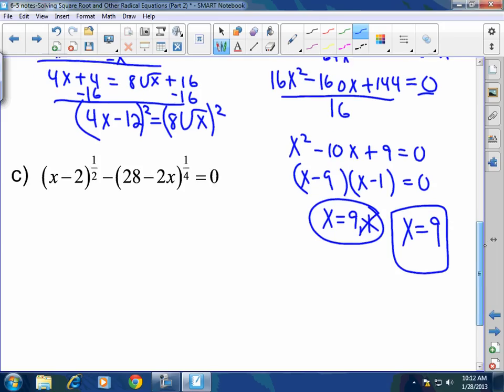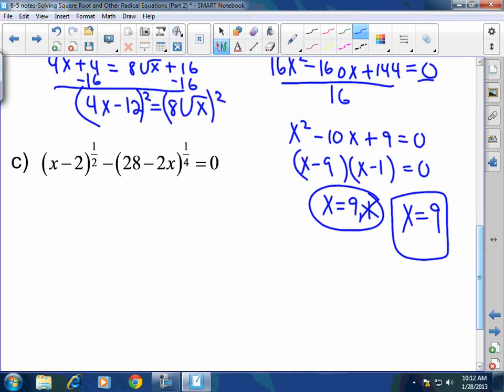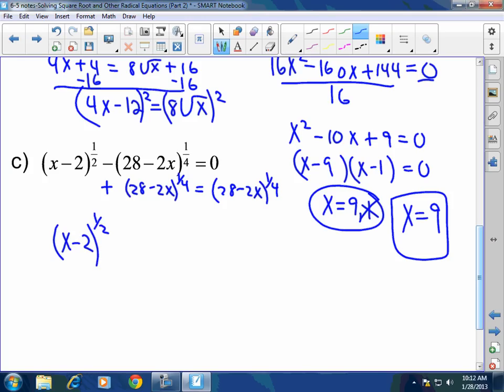Okay, let's see what happens when I have two radicals. Okay, this one's real simple. In this particular case, just pay attention. Let's add 28 minus 2x to the 1/4 to both sides. So I'm going to have basically here x minus 2 to the 1/4 equals 28 minus 2x to the 1/4.